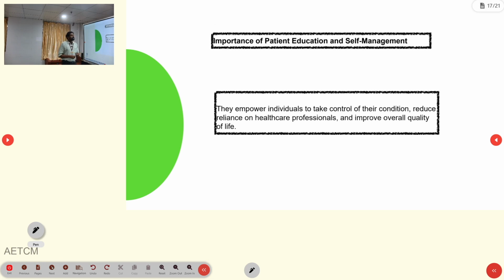So the importance of patient education and self-management. So this empowers individuals to take control of their own condition, reduce reliance on healthcare professionals, and improve overall quality of life. So for example, for a chronic pain, the patient might require the assistance or might want to consult the doctor quite often. So to make the patient independent and to reduce the reliance or the need for a physician, we need to educate them about their condition and the self-management strategy.